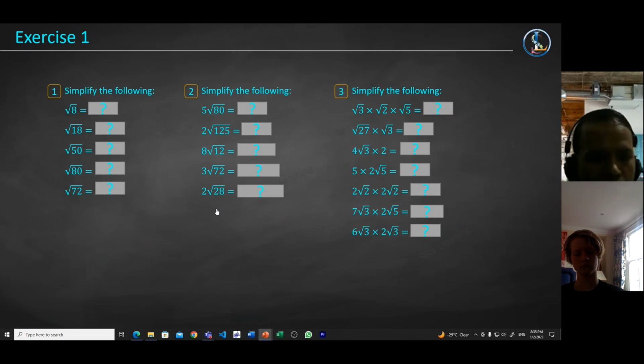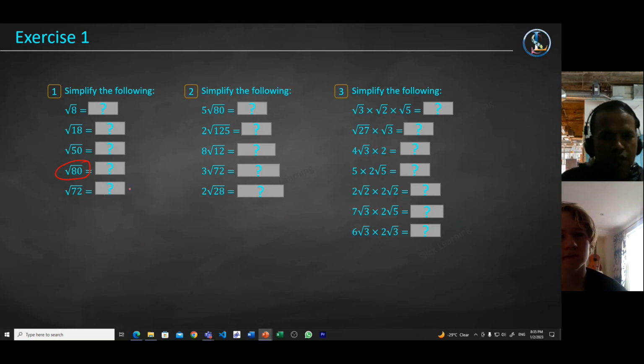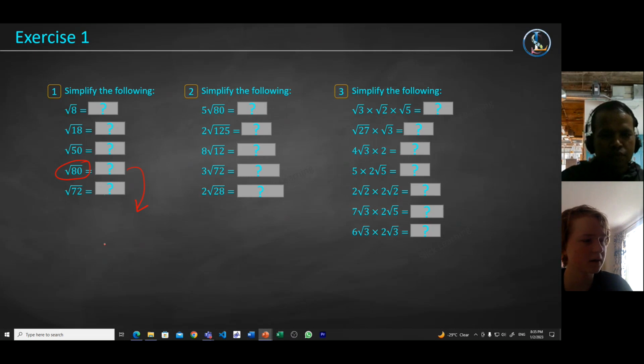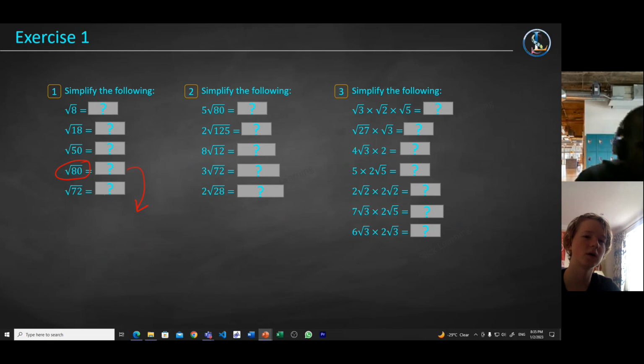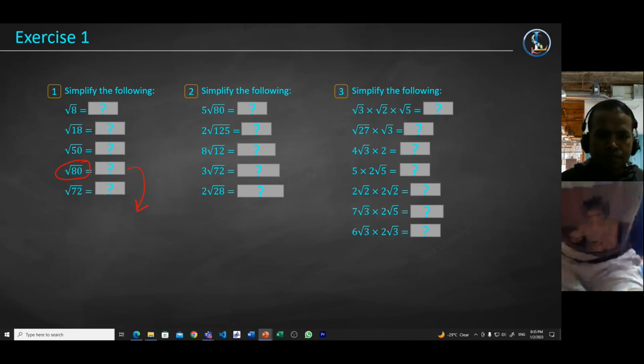Let's do one randomly. Let's do square root 80. How much should it be? Square root 80. That would be, let me just think. I need to find the highest perfect square factor, the highest number which is a perfect square. Just trying to think what the highest number is.